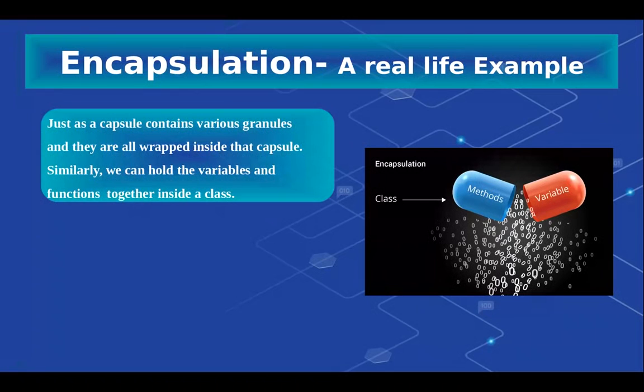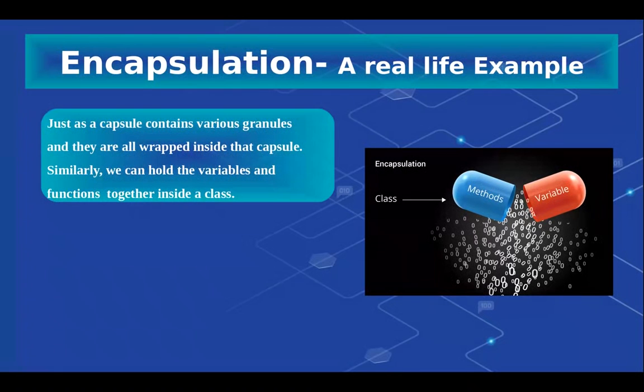Similarly, we can hold variables and functions together inside a class. The variables and the functions are confined to that particular class. When data, that is, a variable, is hidden inside a particular class or confined to that class only, it is known as encapsulation, that is, data hiding.